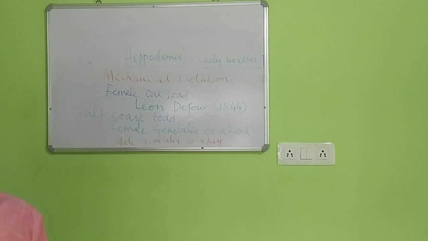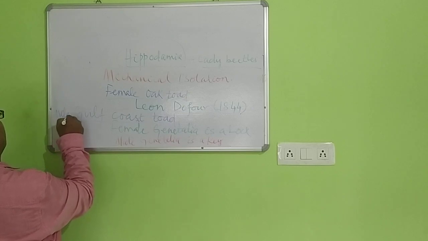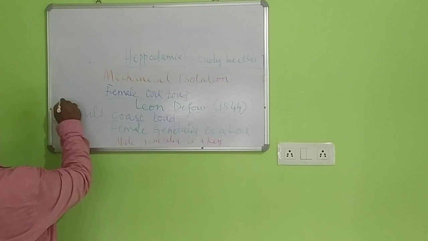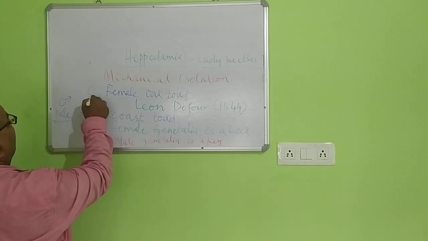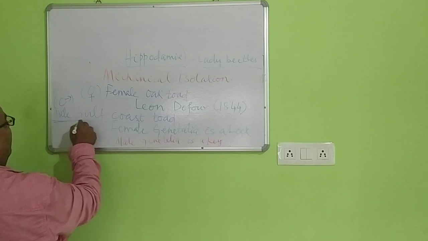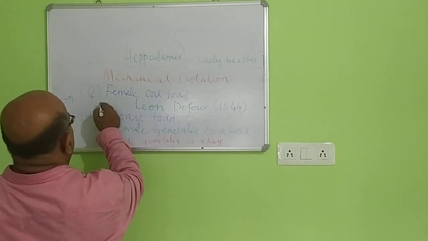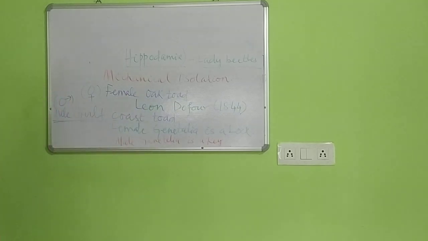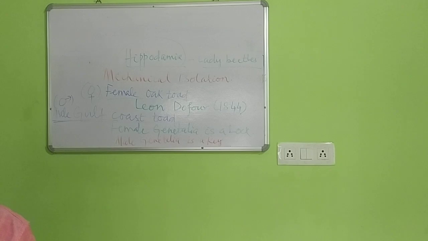And one is the male, M-A-L-E, symbolically we can keep lightly. In case of female, we can keep lightly. Male Gulf Coast toad is very little, but the female oak toad is relatively larger. And you know their names.